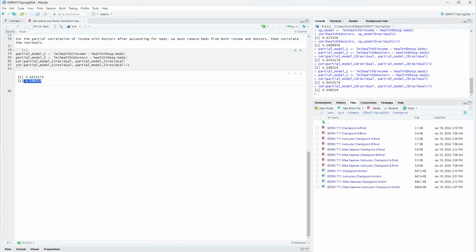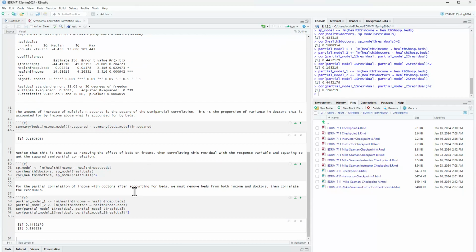Going back to our notebook now, you see what we did. We took beds out of income, beds out of doctors, and we got a partial correlation of 0.45 and a partial correlation squared of 0.20. So putting it all together with semi-partials, we're seeing how much of the total variation a variable can contribute to the model after removing the effect of the other variables in the model from that explanatory variable.